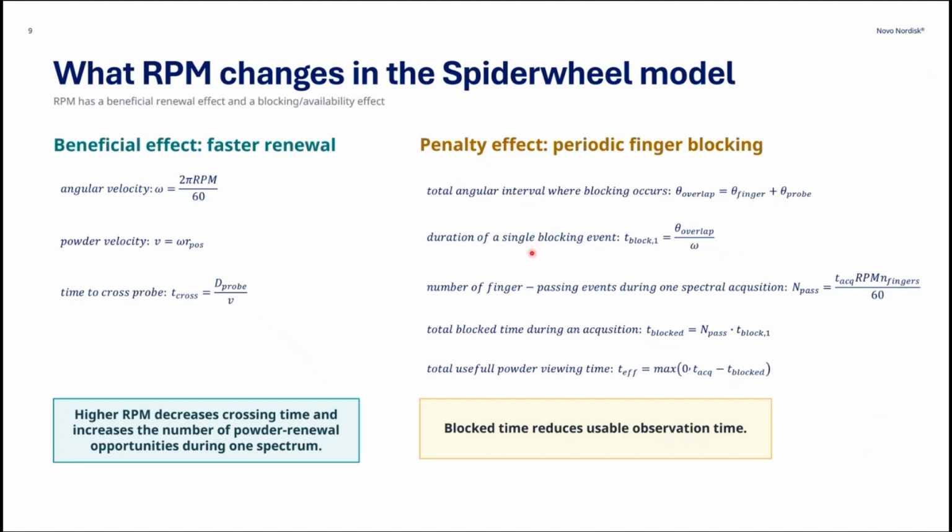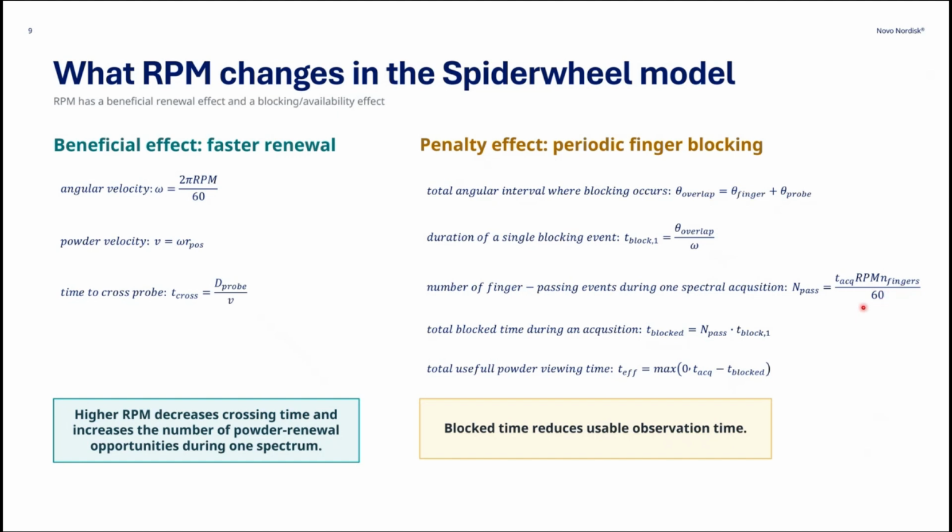So the blocking takes, we call that a single blocking event. The time it takes where we have blocking would be that interval divided by the angular velocity. And then we have a spider wheel with 4 fingers. You could probably have one with 3 or 5. We discussed different designs many years ago with Expo. So you can calculate the number of finger passing events during one spectral acquisition. And that is the time it takes to acquire a spectrum, multiplied with the rotational speed, multiplied with the number of fingers, divided by 60.